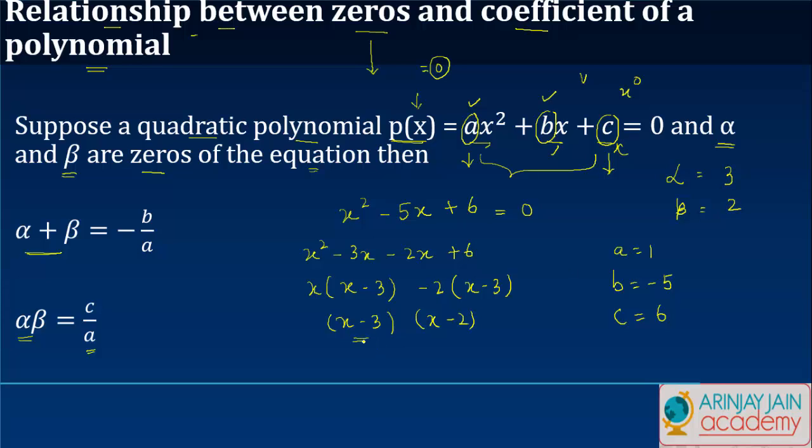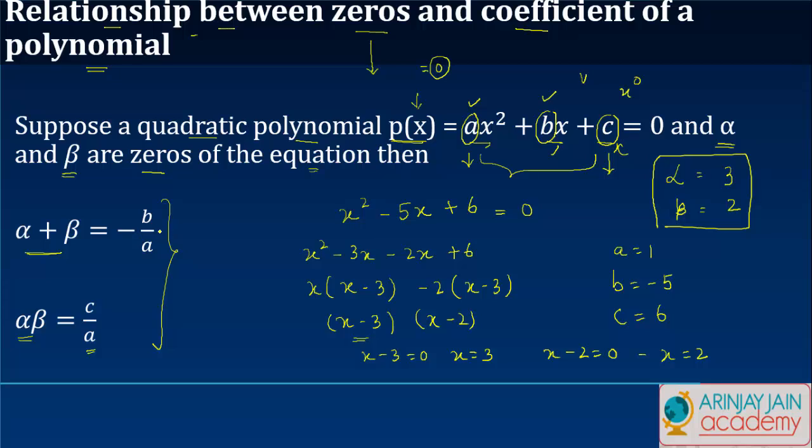How? If x minus 3 has to be equal to 0, x is equal to 3. Similarly, if x minus 2 is equal to 0, then x is equal to 2. So the value of alpha and beta is 3 and 2. Now let's see what values we get if we put them in these equations.